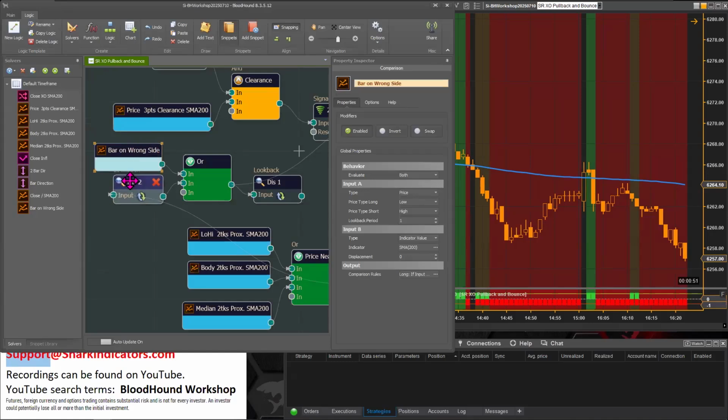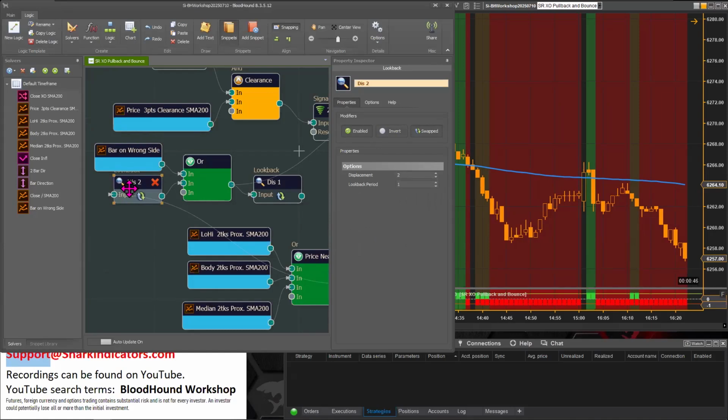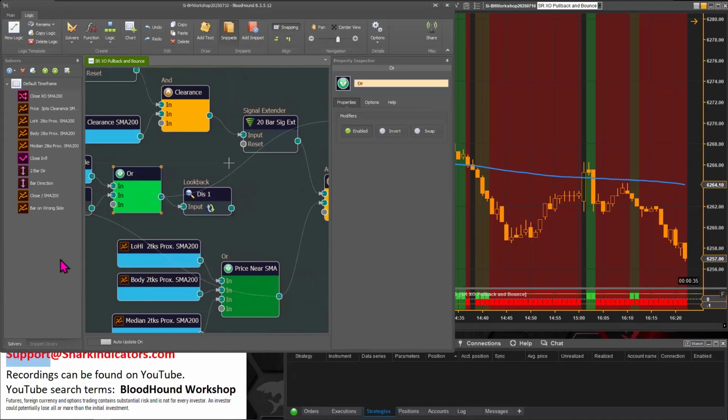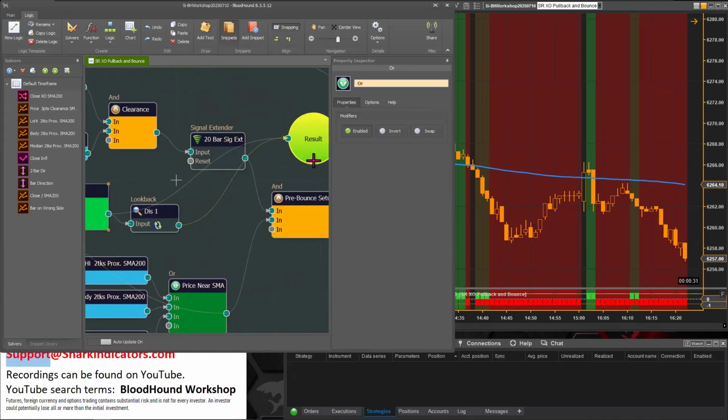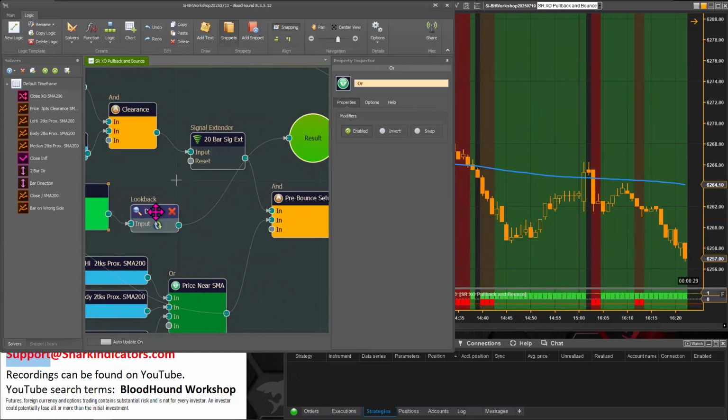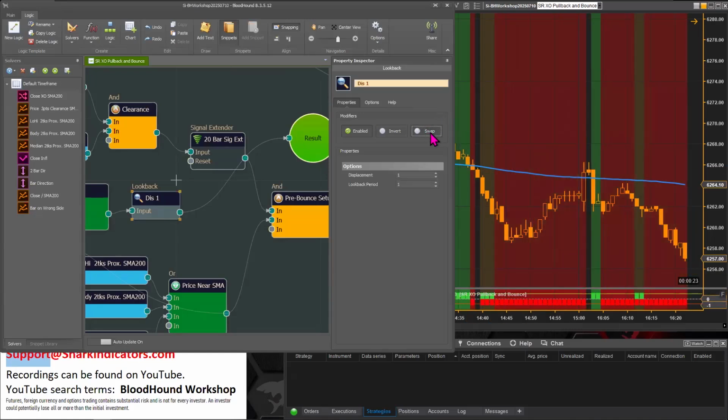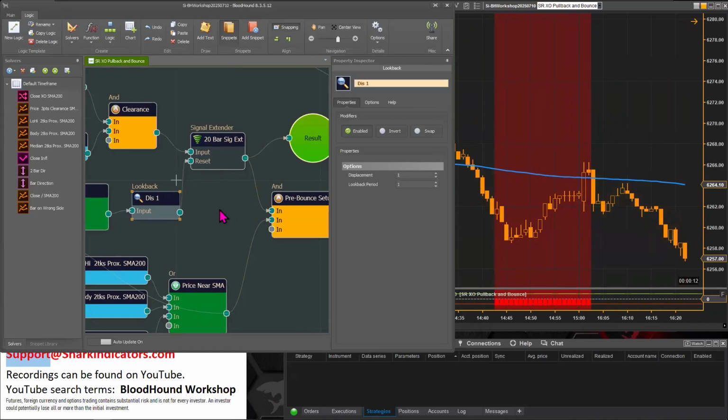All right, these are getting a little too close together. There we go. So I copied this look back node, and it was swapped. So I didn't want to reverse our signals again. So that was the mistake I made here. This look back is reversing everything again. So turn that swap off. There we go. So now I'm not seeing any long outputs here. That was the mistake.